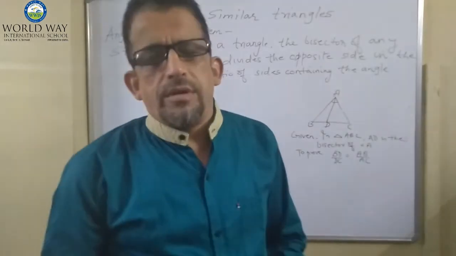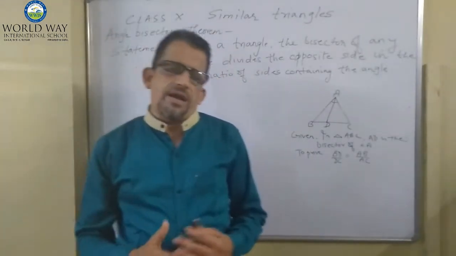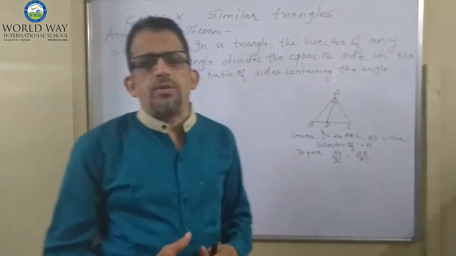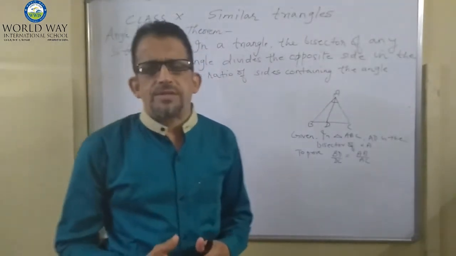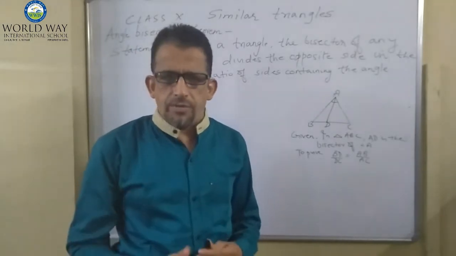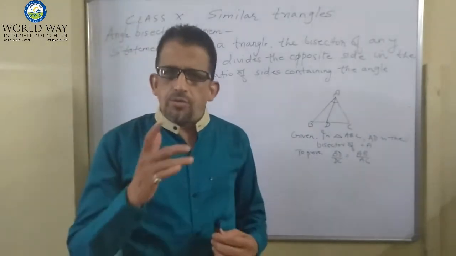Hello everyone. Today I am going to teach one more theorem of similar triangles for class 10. I have already taught two theorems and the questions based on them, Thales theorem and the converse of Thales theorem, in previous videos. So what is the angle bisector theorem and how to prove it?